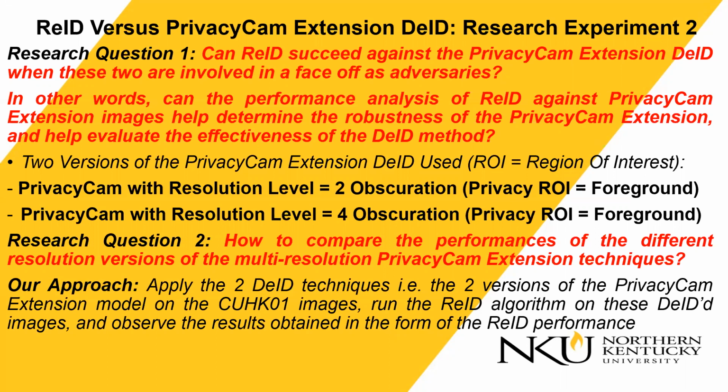Again, similarly to the previous case, there are 2 versions of the privacy cam extension which come into play here. And I would like to point out that these 2 versions are based on the resolution level. The first one goes down to resolution level 2, based on the wavelet transformation which has been applied. And the second one goes further down in terms of wavelet transform resolution level, up to resolution level 4. And what is noticeable is that for both of these 2 versions of the privacy cam extension, the privacy ROI is the foreground.